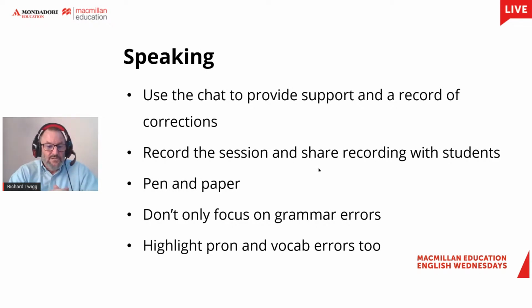Other things, as I said, is also to look at pronunciation and also vocabulary errors, but equally look at things that went well. You pronounced that word really well. We mentioned it last lesson. This time, you pronounced it perfectly. Well done. You've made progress. Keep supporting them. Keep moving them forward.